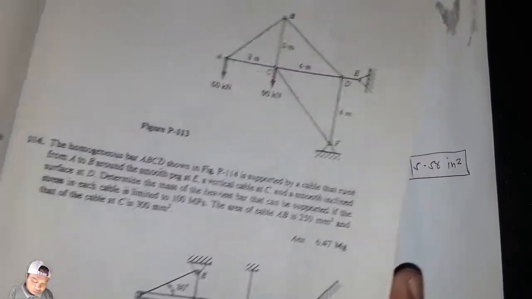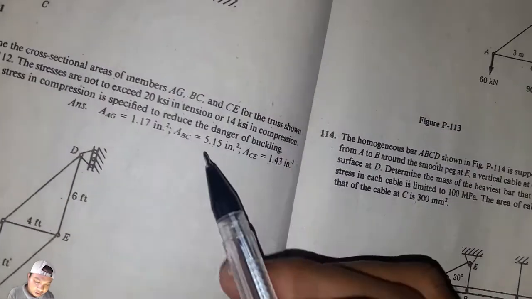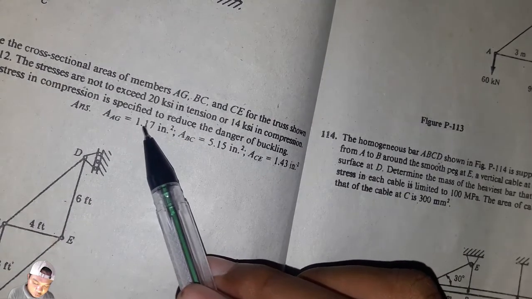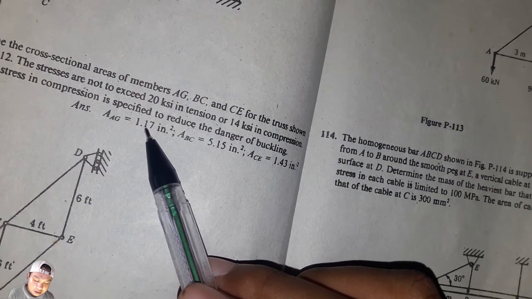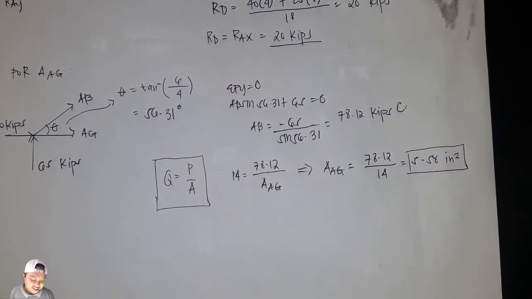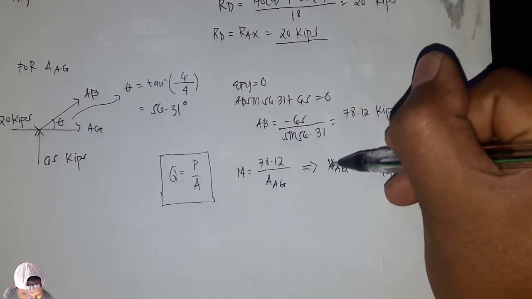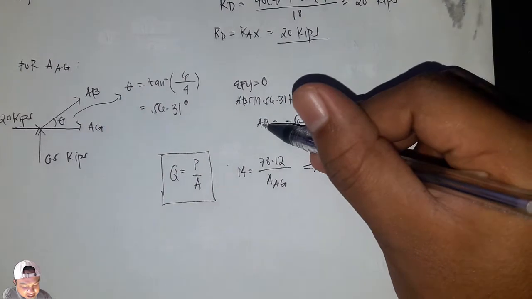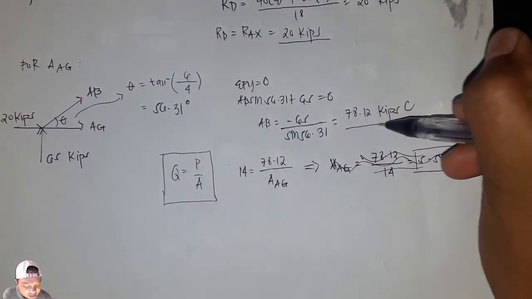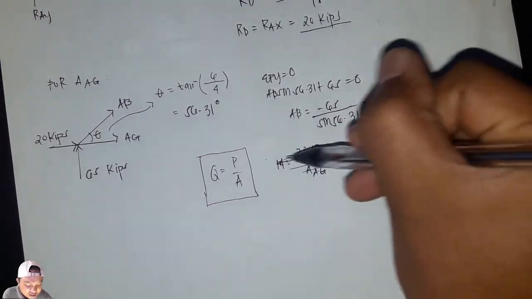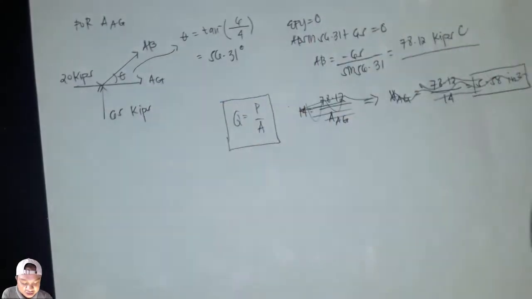Oops, mukhang mali ako, guys. Yung dito is AG is equal to 1.17. No. Kasi nga, AB pala to. Sorry. AB to, so hindi to yung hinahanap natin kasi AB to. Yung nasolve natin is not AG but AB. So hindi to yung hinahanap natin. Sorry. So, hanapin pa natin yung force na nandun sa AG.